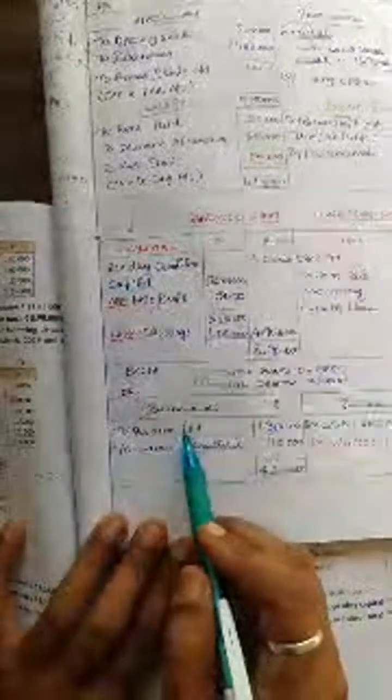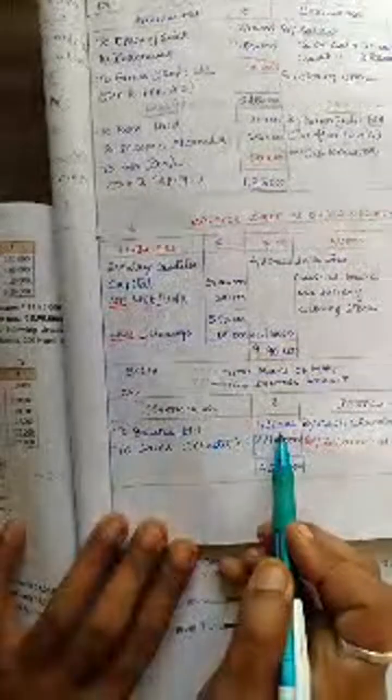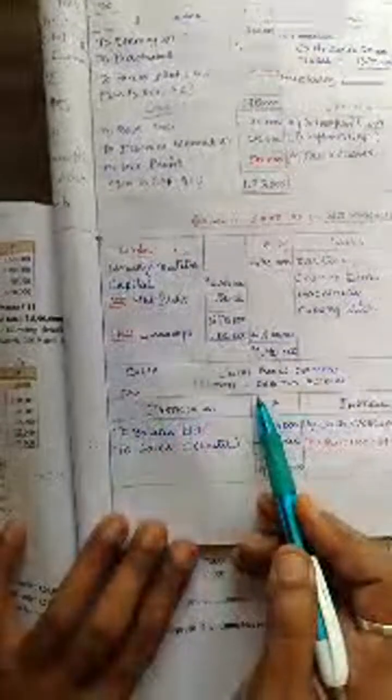How do you start the total debtors account? Always start with the opening balance. On which side does the opening balance appear? The opening balance always appears on the debtor side of the total debtors account. What is the opening balance value? The opening balance of the total debtors account is 1,30,000 rupees. So how do you write it? You write to balance brought down 1,30,000 rupees on the debit side of the total debtors account.